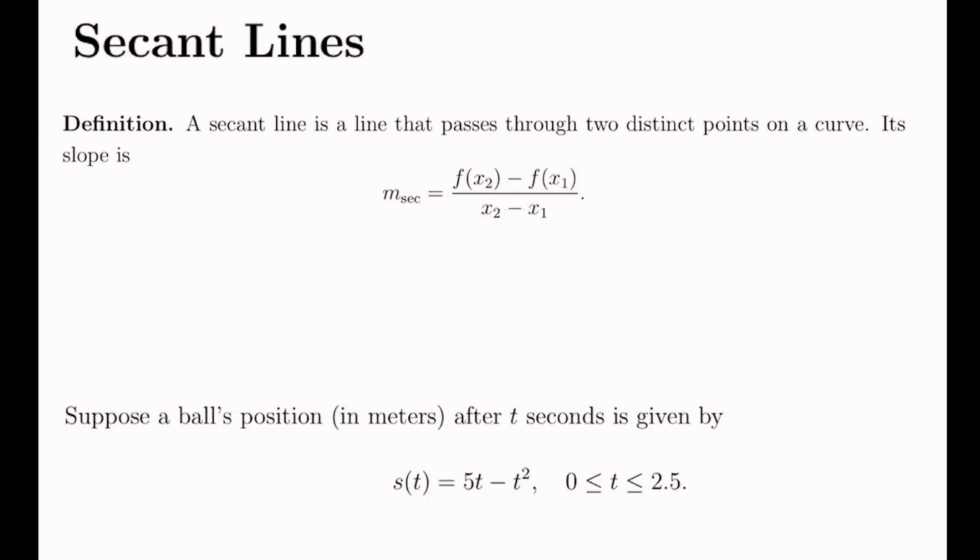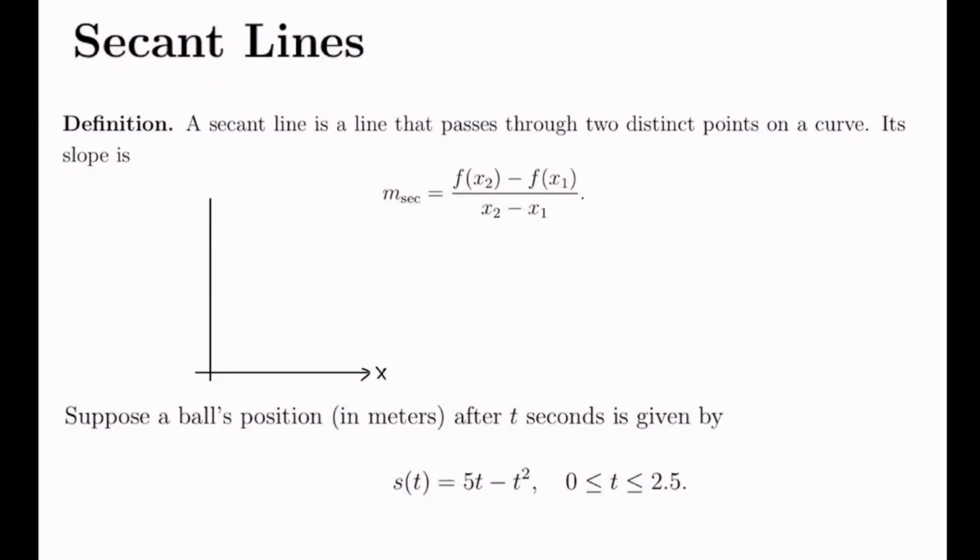Now let us connect this idea of slope to curves. If we have a curve, not a straight line, we can still pick 2 points on it and connect them. The line through those 2 points is called a secant line. So the formula for the secant line is the following: f of x2 minus f of x1 over x2 minus x1. Notice that this is the same formula for slope, but now the points come from a curve y equals f of x. So let's look at the example.